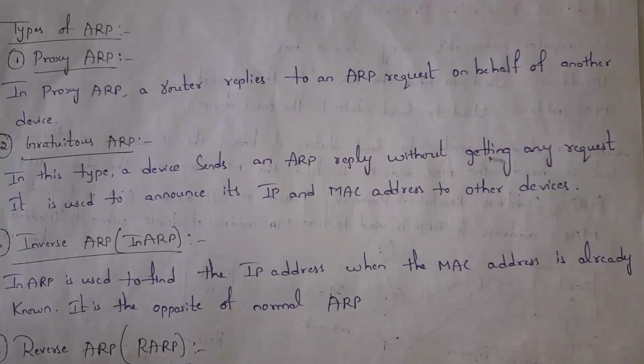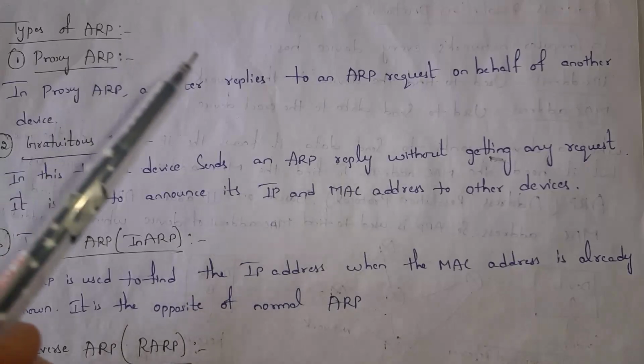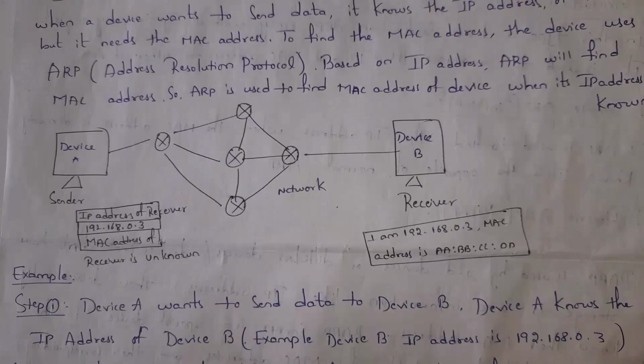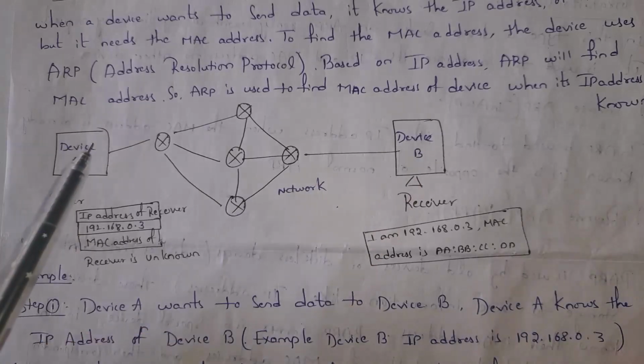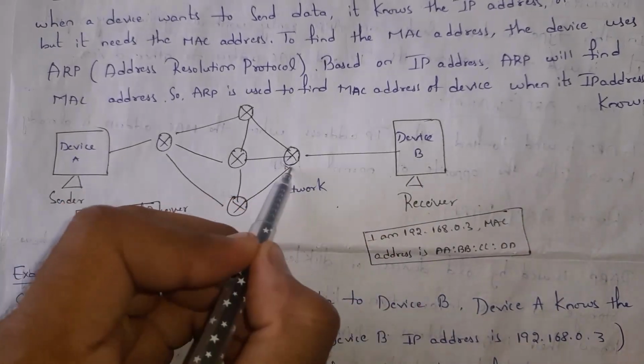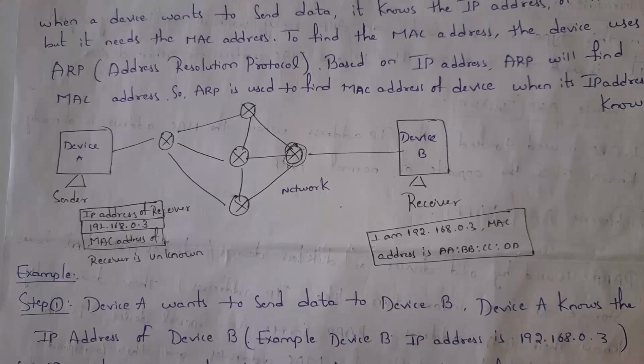Next I will explain the types of ARP. The first one is proxy ARP. In proxy ARP, a router replies to an ARP request on behalf of another device. Guys, whenever a device sends an ARP request asking who is 192.168.0.3, instead of device B giving the reply, the router which is connected to device B will give the reply. This is known as proxy ARP.